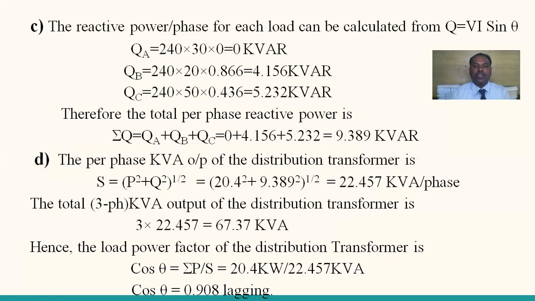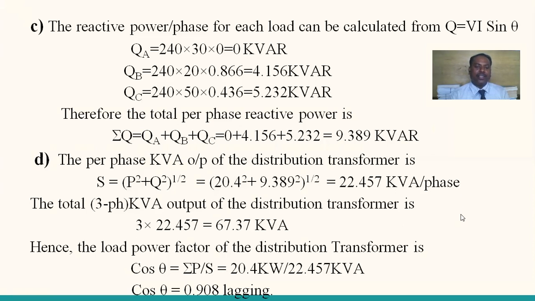So this is the problem. In this problem there are 4 bits given. First bit, total voltage drop in the feeder. Second bit, the real power per phase of each load, and third bit, the reactive power per phase, and in fourth bit the kVA output as well as the total kVA output as well as the power factor is asked. This is the solution for problem number 1.